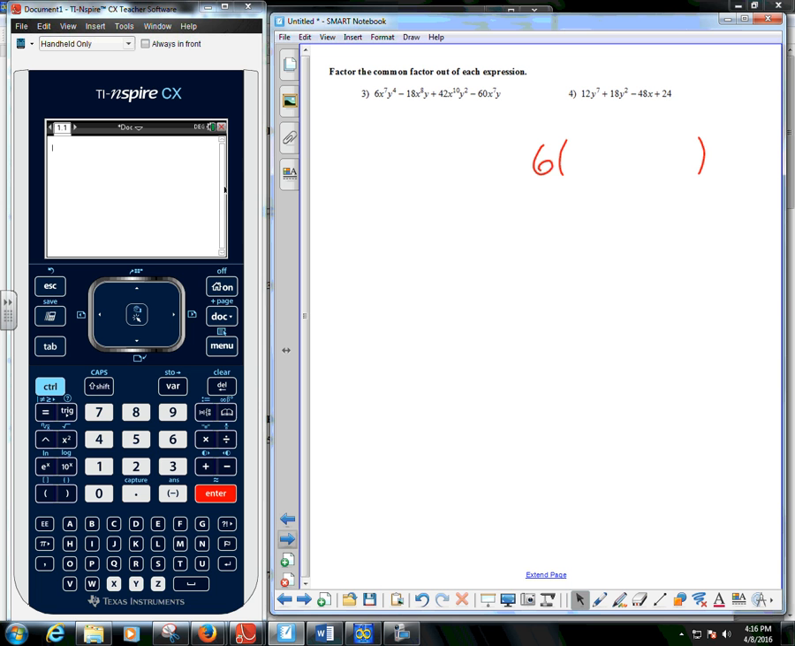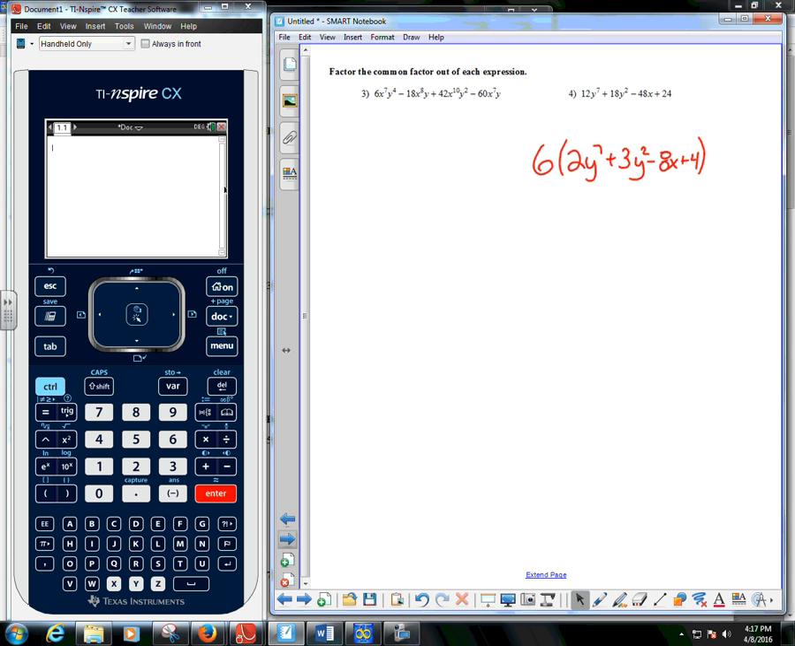So I'm going to set it up and I'm going to say 6 times what gives me 12y to the 7th? Well, 6 times 2y to the 7th. 6 times what gives me 18y squared? So times 3y squared. 6 times what gives me negative 48? Well, 6 times negative 8x. And then I look at the last term and say 6 times 4 gives me 24.